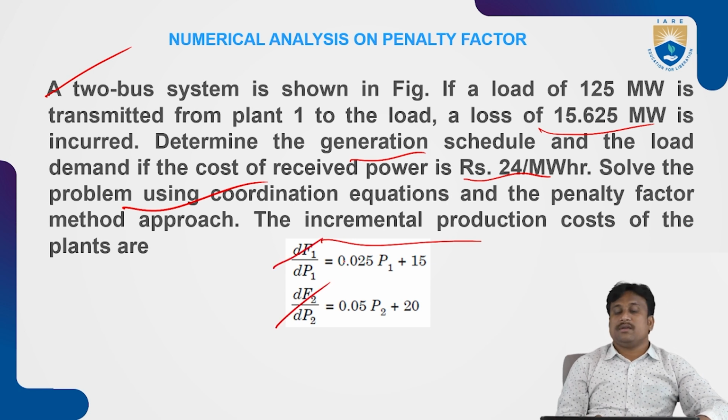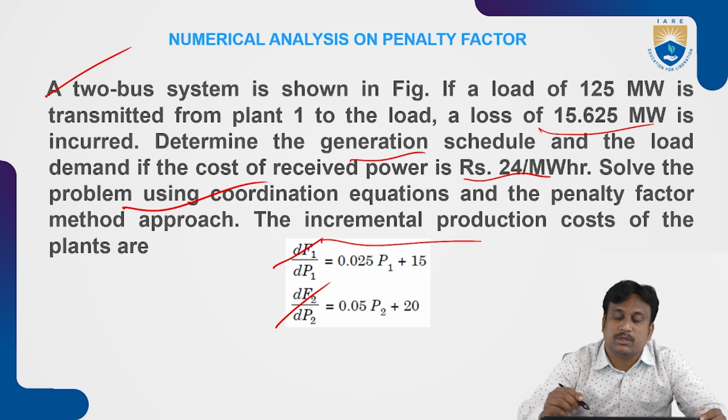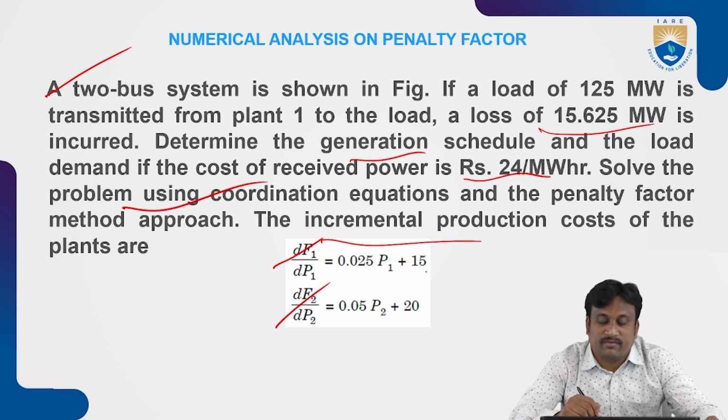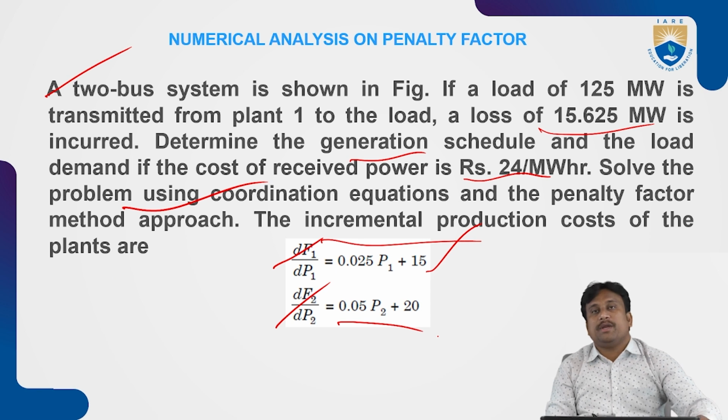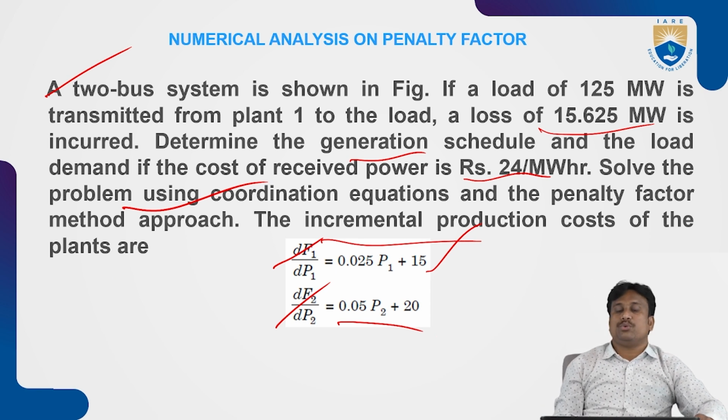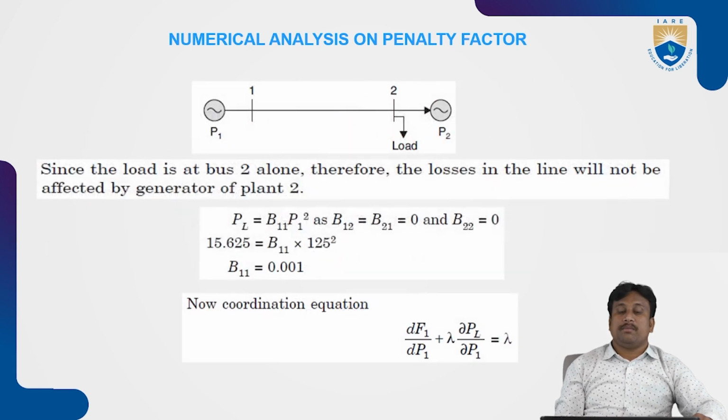dF1 by dP1 is equal to 0.025 P1 plus 15. dF2 by dP2 equals 0.05 P2 plus 20. These are the two incremental costs which are given as dF1 by dP1 and dF2 by dP2.